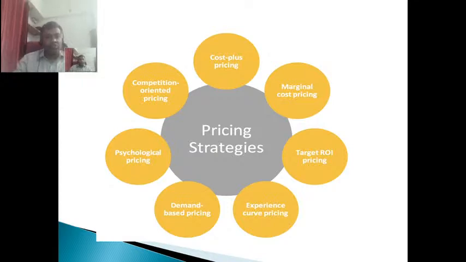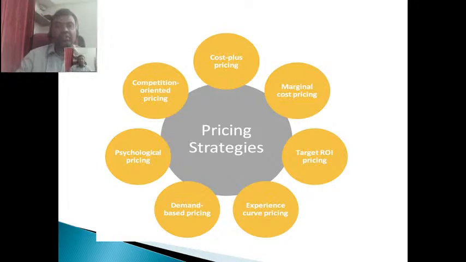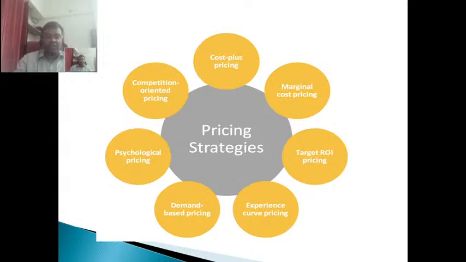Competition oriented pricing: obviously we have seen price penetration and price skimming. If you have more competition, obviously you will enter with a lower price. But if you don't have any competition, you enter with a higher price. We have seen that, price skimming and price penetration.